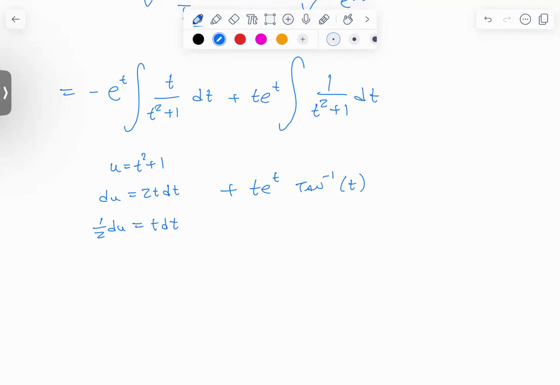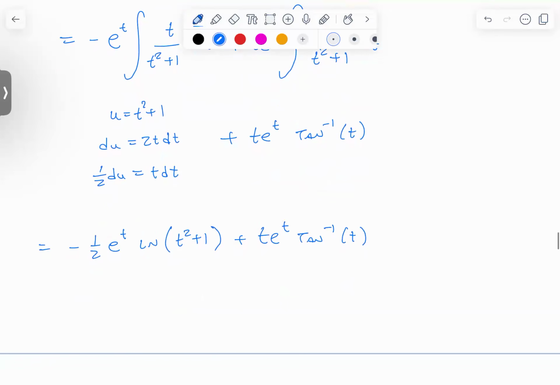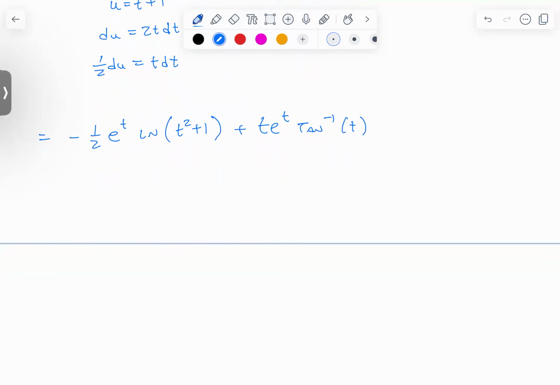So this becomes u, and that actually just becomes ln. So negative 1/2 e to the t, that's ln of that whole thing, t squared plus 1, plus t e to the t arctan. Yeah, that is the particular. That actually simplified out pretty nicely. So the general solution. Got 10 minutes. Let's write this up.